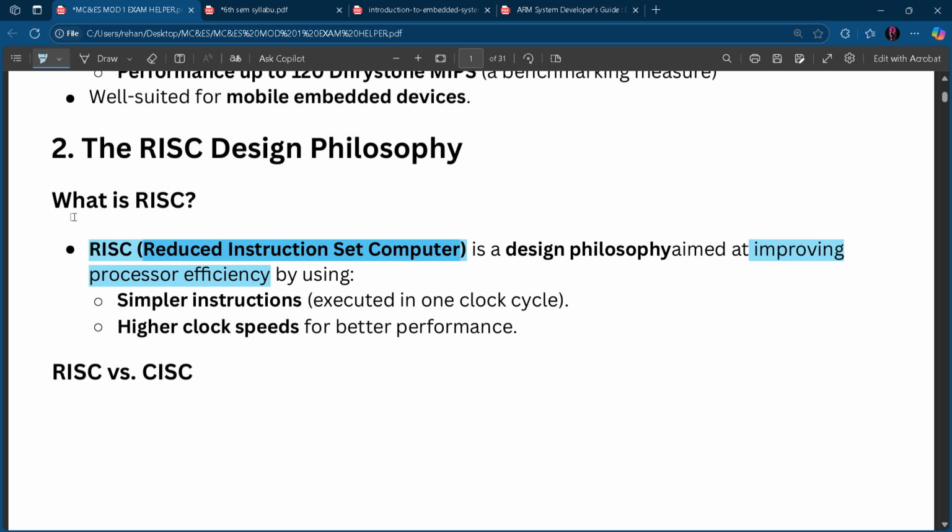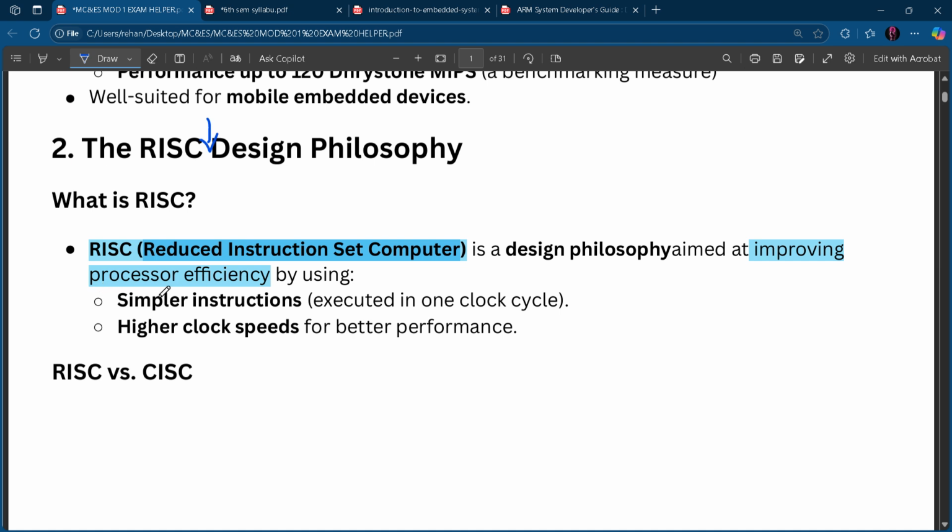So what is RISC? It is nothing but a design philosophy. In this space you just have to write that it is a design philosophy. Why it is a design philosophy, and what type of design, is because it is aimed at improving processor efficiency. So always remember which efficiency.